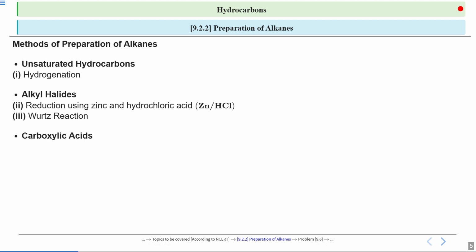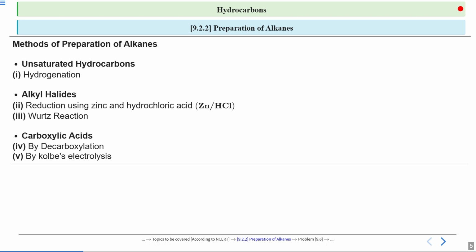Moving on to the carboxylic acids. These are organic acids characterized by the presence of a carboxyl group. They can also be used to prepare alkanes through specific reactions. The decarboxylation reaction is one way to convert carboxylic acids into alkanes. This involves the removal of a carboxyl group, releasing carbon dioxide and forming an alkane. Lastly, we have Kolbe's electrolysis, a method that uses electrochemical reactions to decarboxylate carboxylic acids, resulting in the formation of alkanes. This method is particularly used for synthesizing symmetrical alkanes.